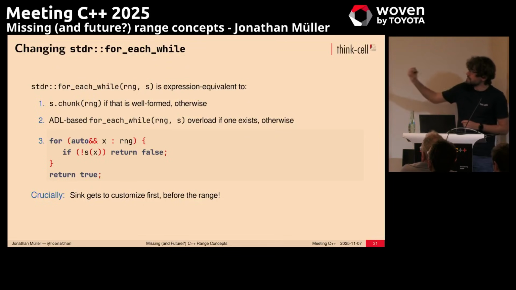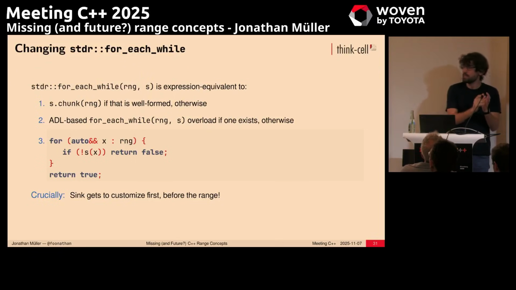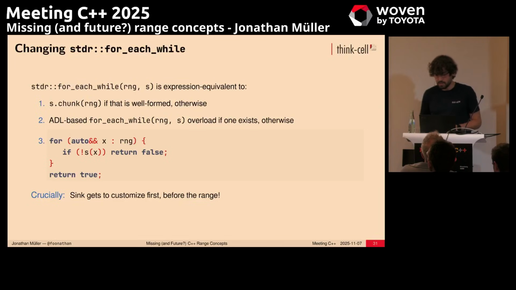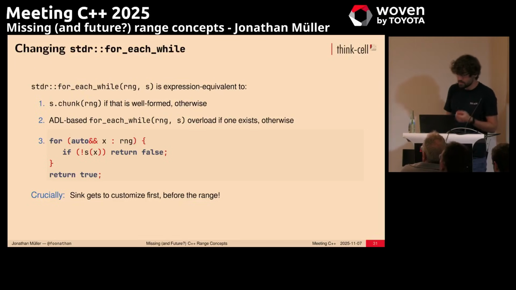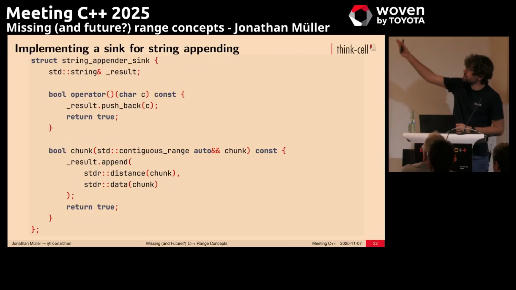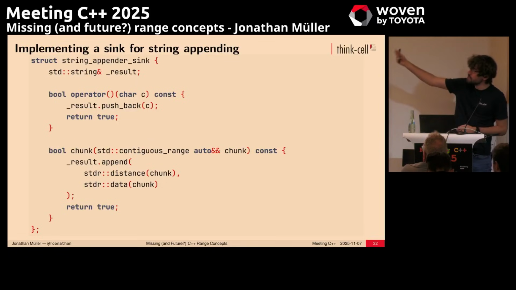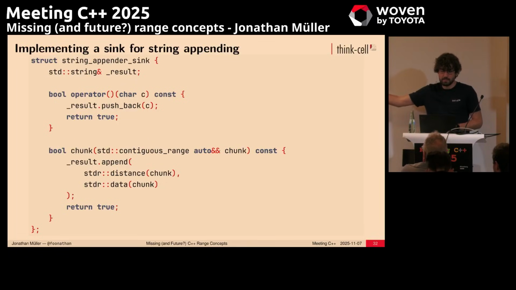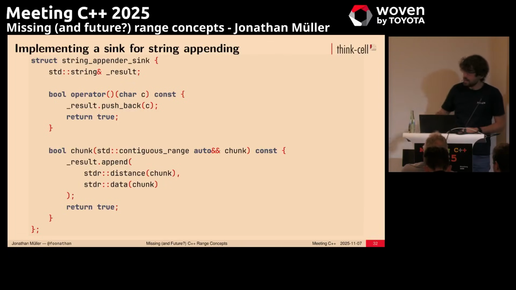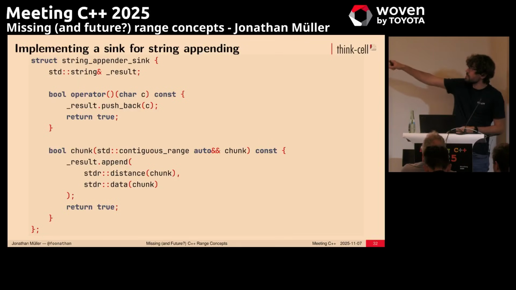And it's really crucial that the sink gets to customize first and then the range, because the sink might know better how to handle a particular type of range than the range knows how to express its loop, right? Because in the case of string appending, we could imagine a string appender sink, which is just callable with a single char and calls push_back, but it has a chunk member function that takes a contiguous range and then it calls append. And now, whenever we give it a contiguous range in for each while, this entire for each while will fall back to chunk and call append instead of repeatedly calling push_back.